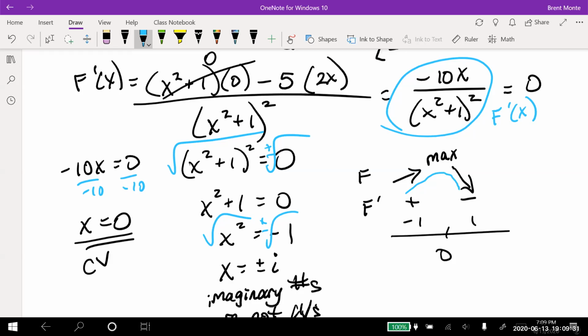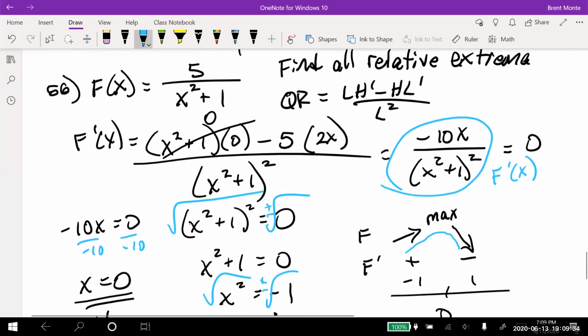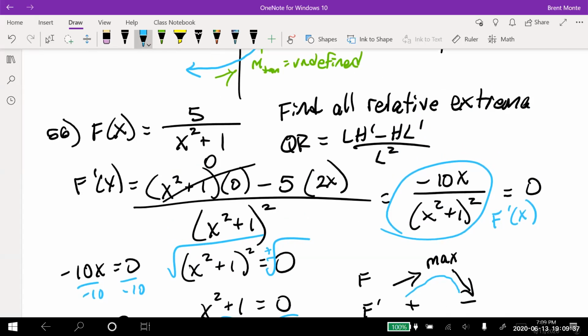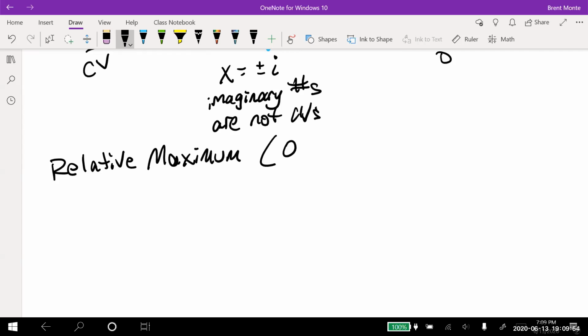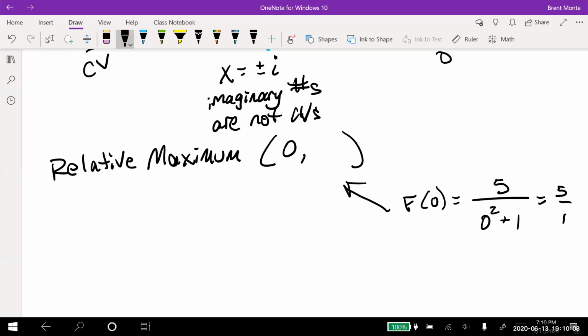So then I can go answer this. I'm going to say, oh, it's got a relative max at 0. And when I plug 0 into the original function, I get 5 over 0 squared plus 1. Well, that's just 5 over 1. That's 5. We'll write that down. That should be easy enough. So relative maximum, we know it's at 0, comma. Well, the next number is going to be f of 0, which is 5 over 0 squared plus 1, which is 5 over 1, or 5. That's my y value.